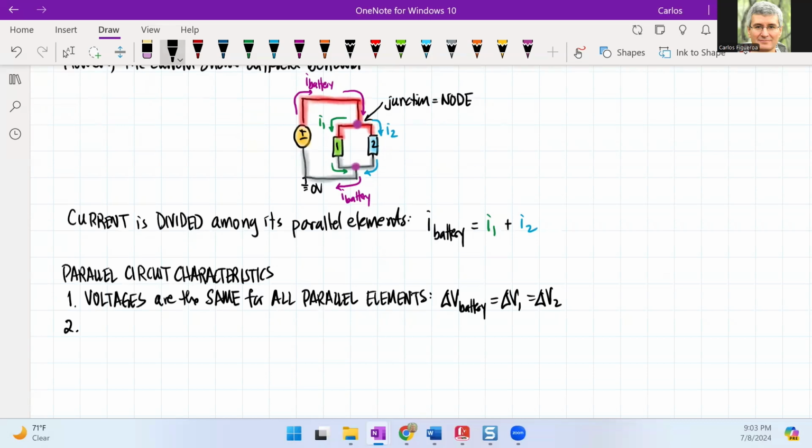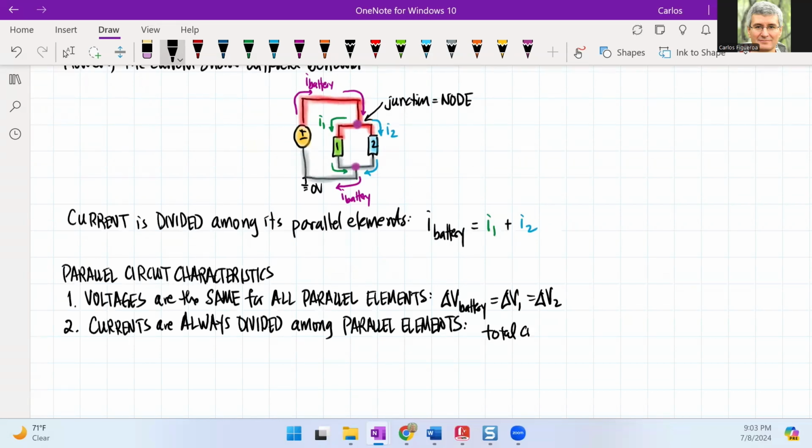And then 2, currents are always divided among parallel elements. In other words, if I look at the total current, which is the current coming out of the battery, that is being divided by each of these elements.